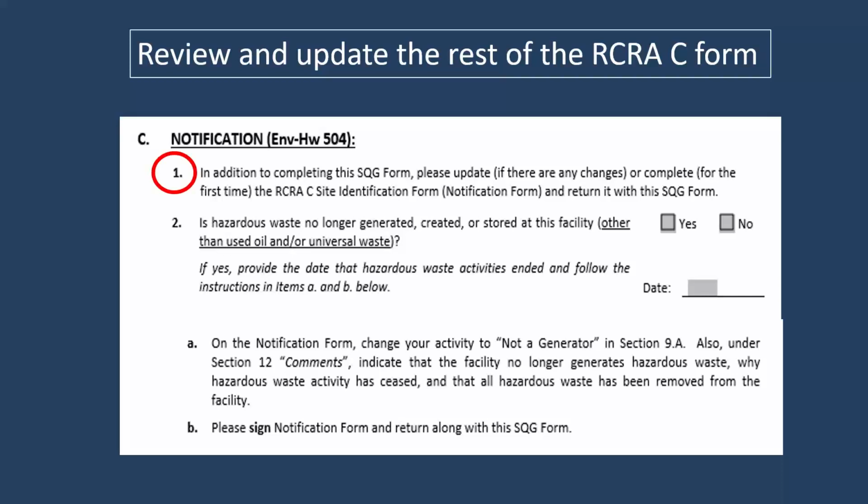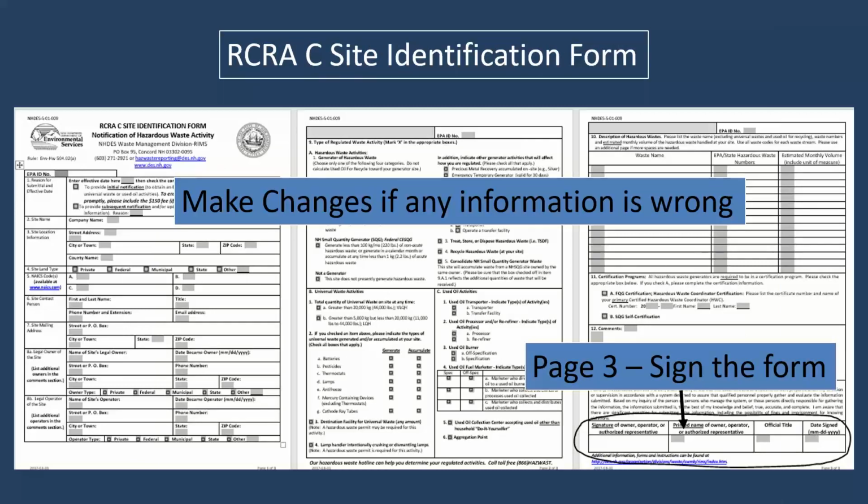Item C1 asks if your business is still making hazardous waste. Please read through the RCRA site identification form that we sent you and make any changes to incorrect information.